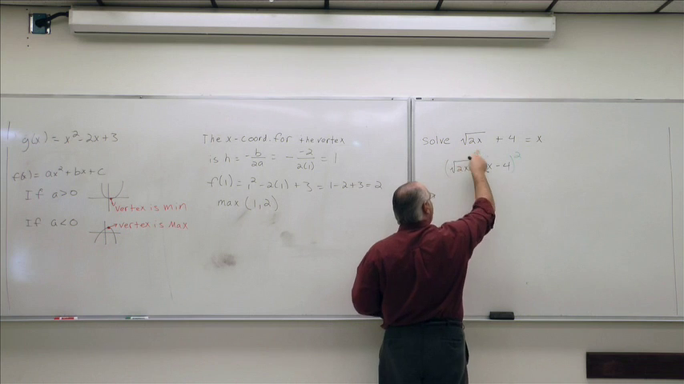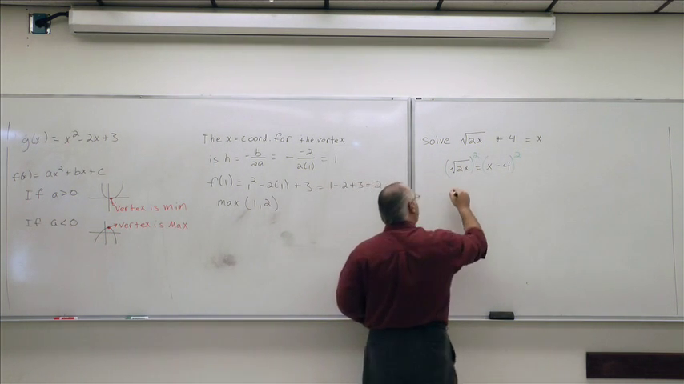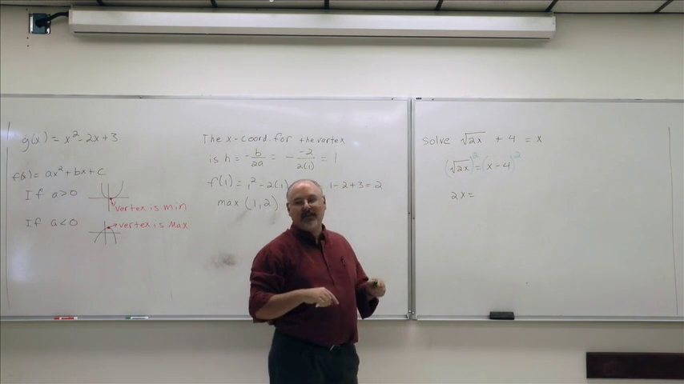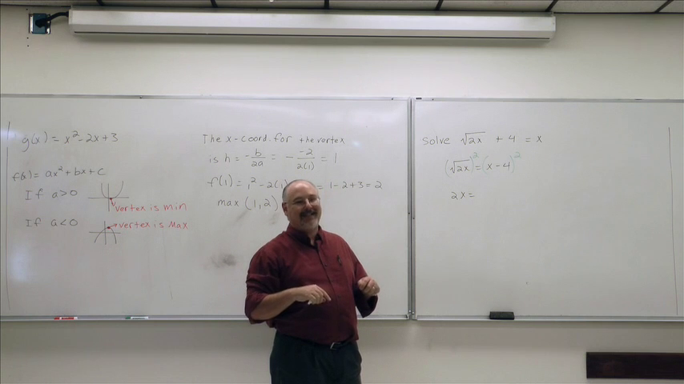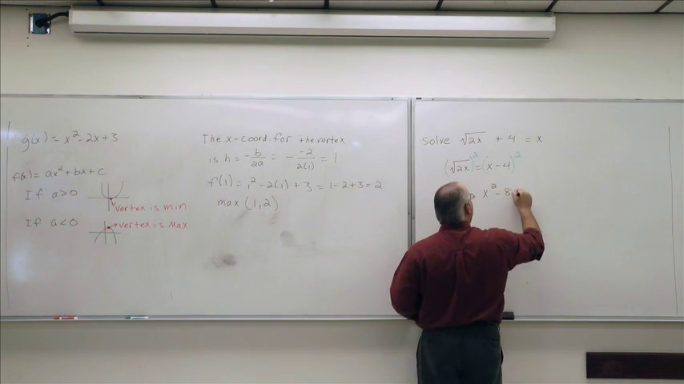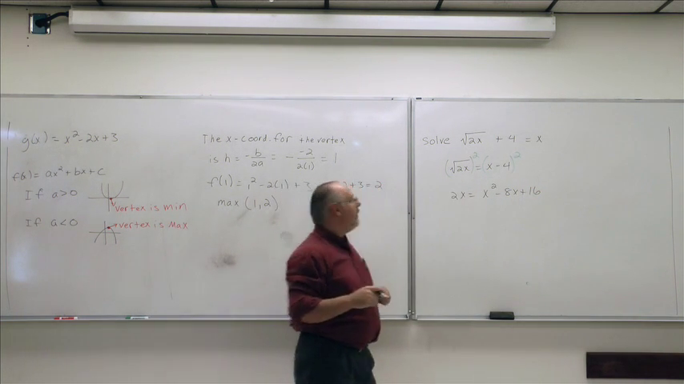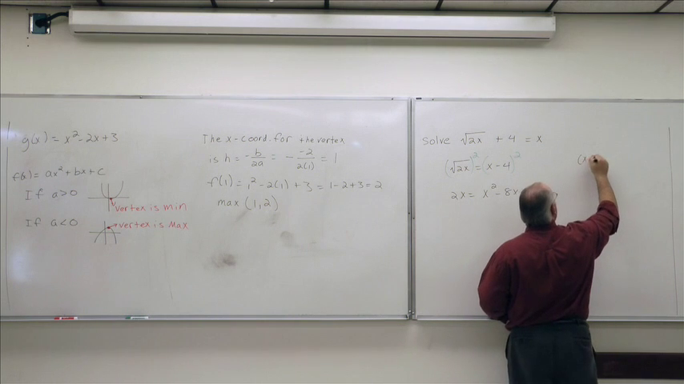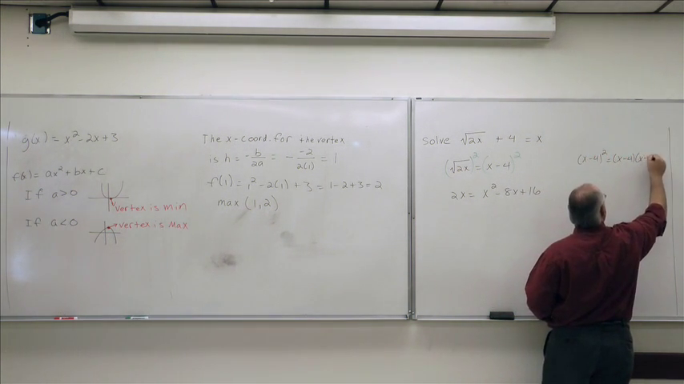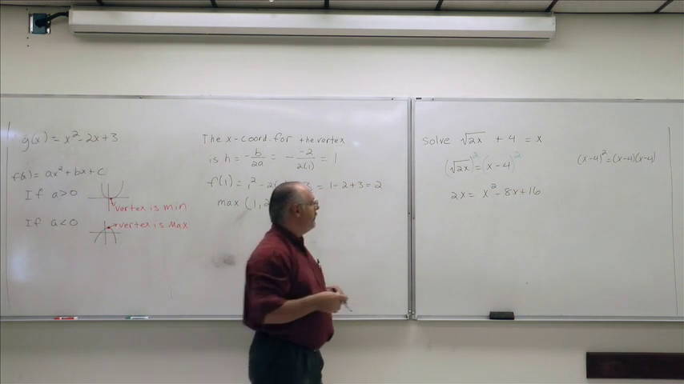So remember, the square and the square root are inverse operations. They cancel. So you get 2x equals, and you have to square the binomial, and it is not x squared either plus or minus 16. All right, you got to know how to square the binomial. x squared minus 8x plus 16. Remember, you can always do x minus 4 squared is x minus 4 times x minus 4, and multiply it out if you're not comfortable with the shortcut.